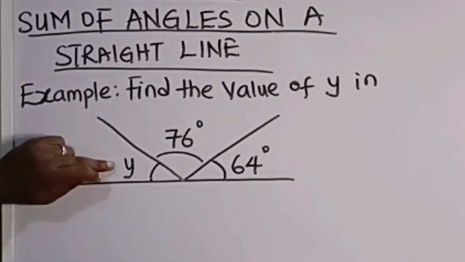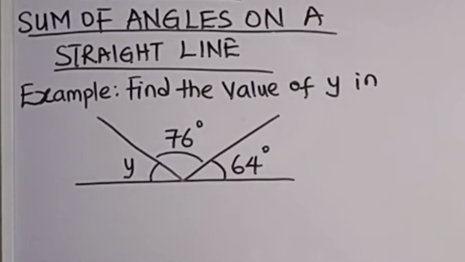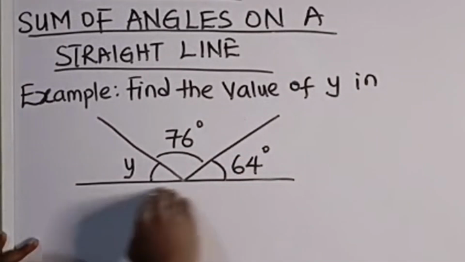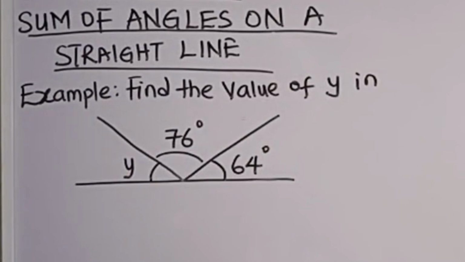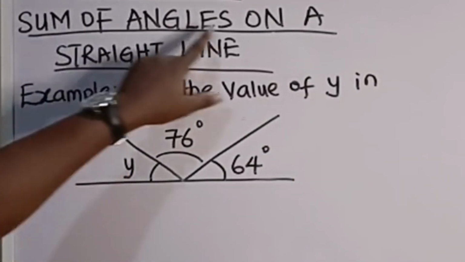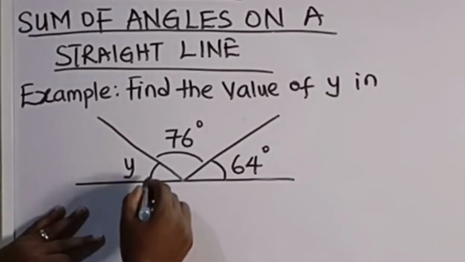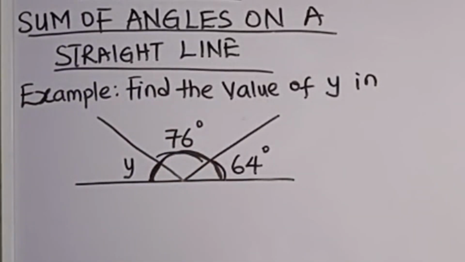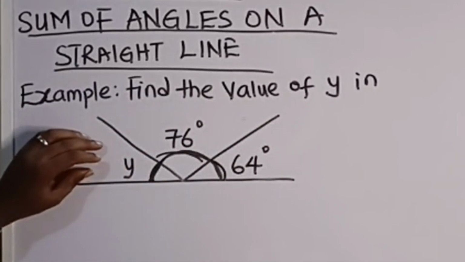So we have y, 76 degrees and 64 degrees. If you observe carefully, you're going to see that all these angles are on this straight line. There's a straight line and all these angles are on it. Okay, so since all the angles we are considering in this question are on this straight line, we can apply the sum of angles on a straight line. And we have seen that the sum of angles on a straight line is equal to 180 degrees because all the angles put together is supposed to give you 180 degrees. Okay, that means if we know this angle and this angle, we can easily find this unknown angle here.